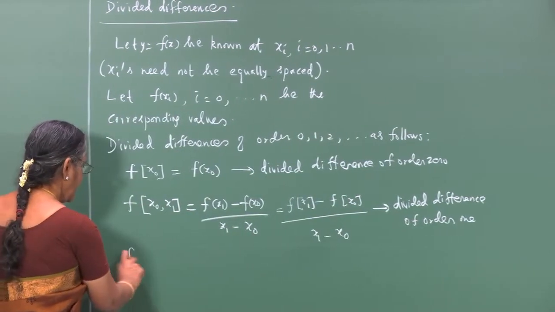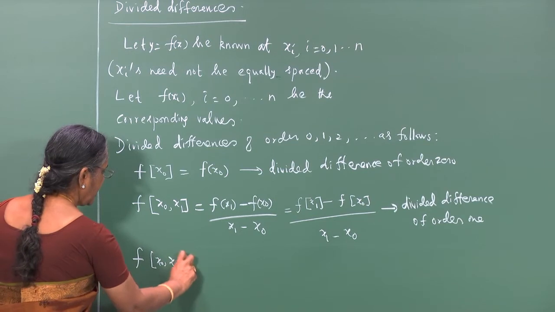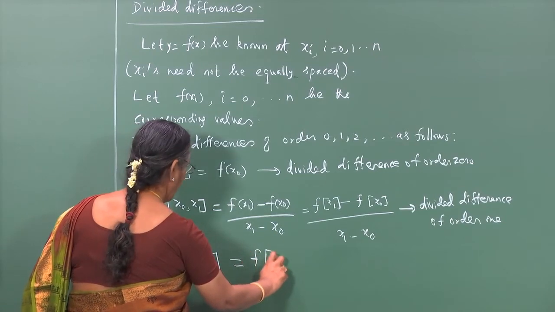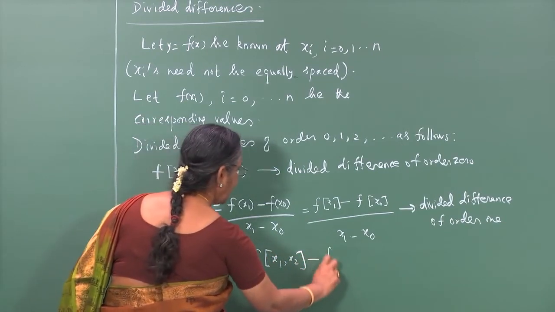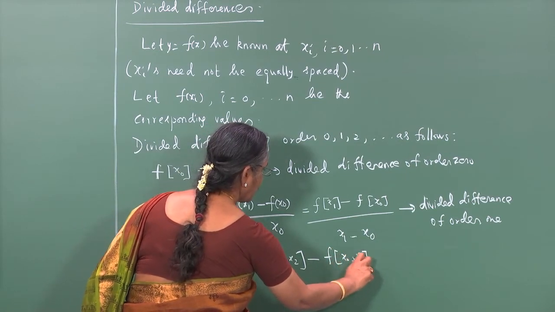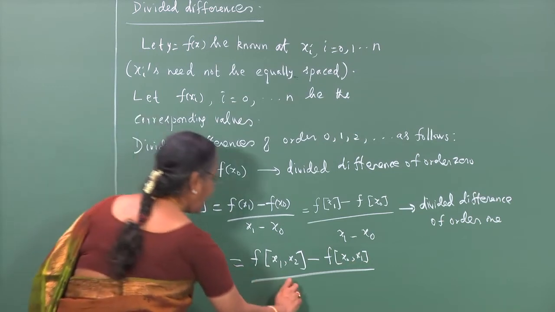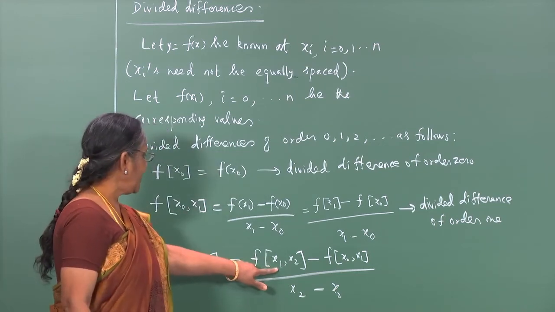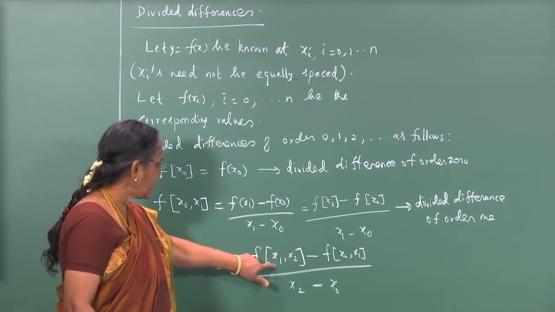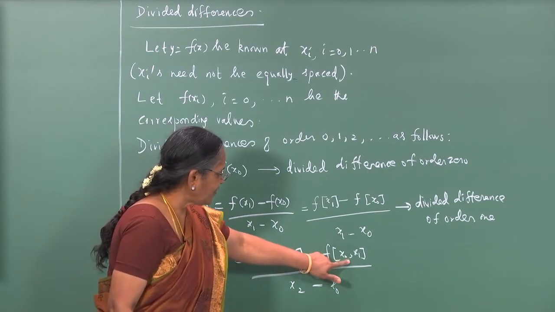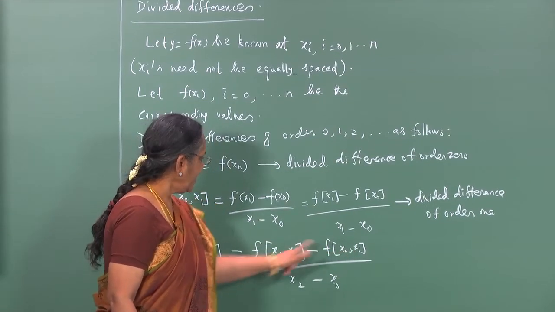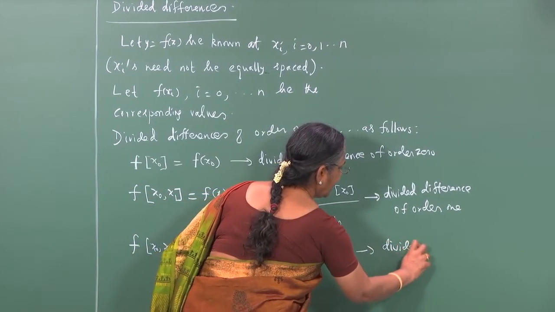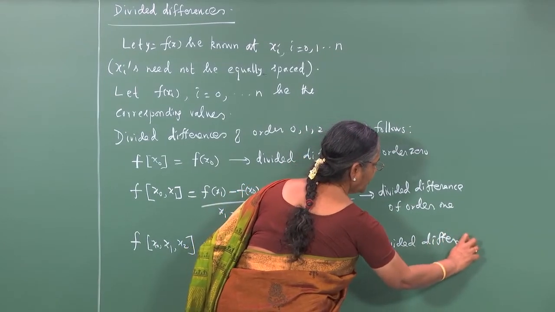So, we write down now the divided difference of order 2 and denote it by f of x naught x1 x2. So, that will be f of x1 x2 minus f of x naught x1 divided by x2 minus x naught. And we have just now constructed the divided difference of order 1. So, we use that definition here, and for divided difference of order 1 we again use the definition and then write down what the divided difference of order 2 is. So, this is divided difference of order 2.